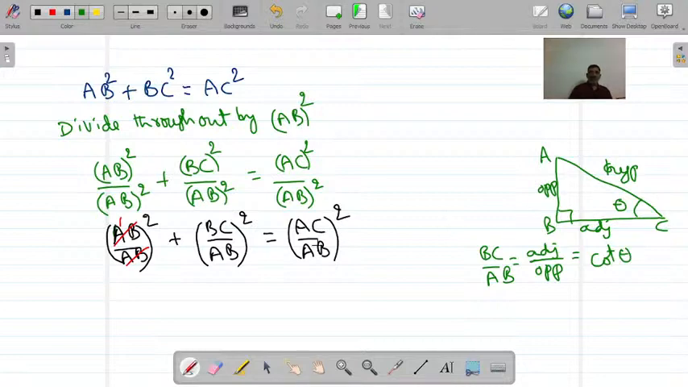And one more is AC by AB. What is AC here? Again, you can see AC is hypotenuse. And what is AB? Opposite. Now again, you try. What is hypotenuse by opposite? We are familiar with opposite by hypotenuse. We know this is the reciprocal of that. Okay, what is hypotenuse by opposite? You try now.